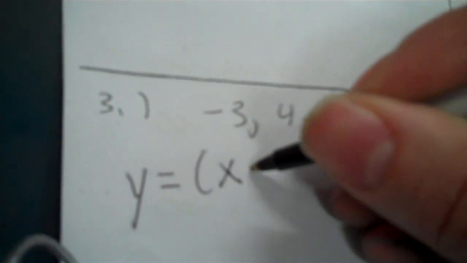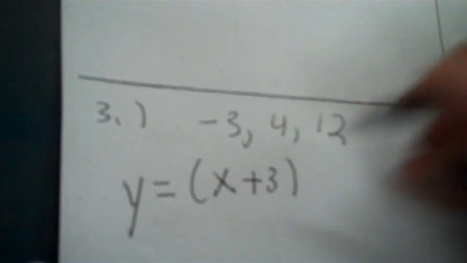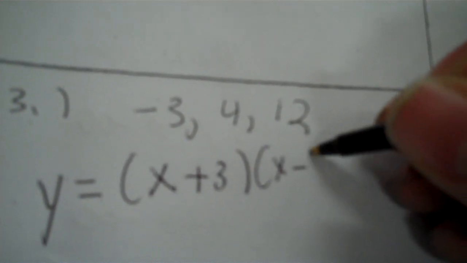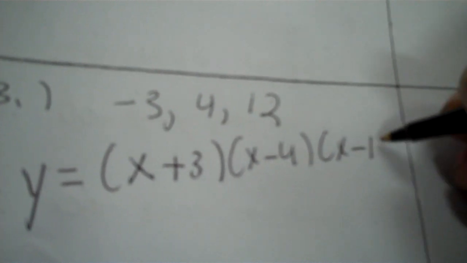Okay, in the next problem, write a polynomial function given each of the roots. Only real rational values need to appear in your answer. Remember, i's and radicals come in pairs. There's no i's, there's no radicals. So we just line it up. x minus, but then it goes to plus 3. x minus 4 and x minus 12.